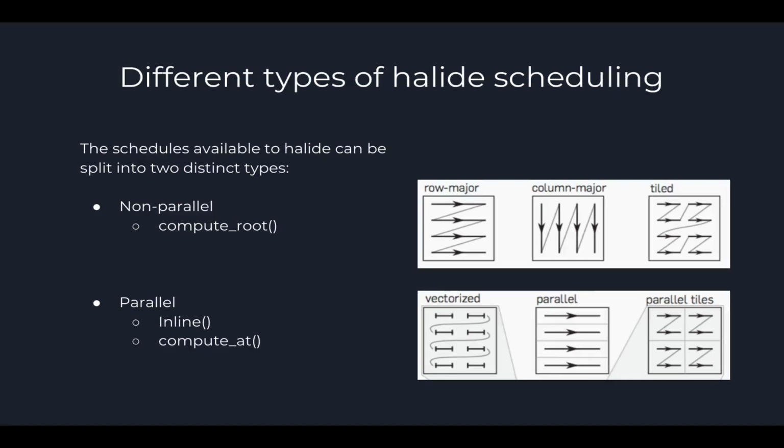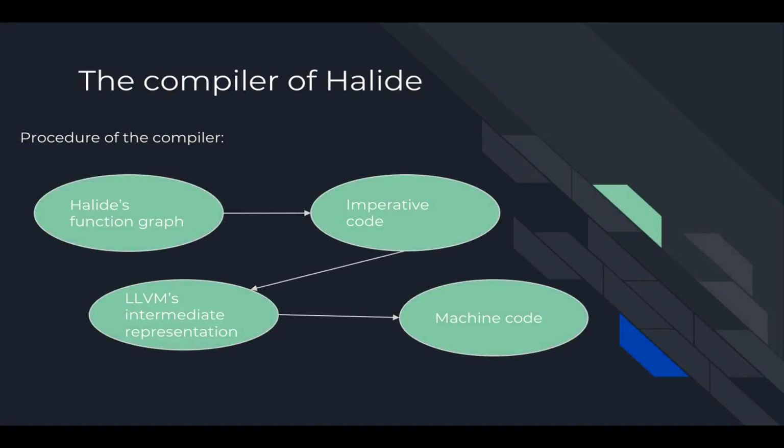The compiling procedure of Halide includes 4 phases. First of all, the compiler takes a graph of the function and lowers it to imperative code for a variety of architectures. Then, this code is converted to LLVM's intermediate representation, and this generates the machine code. The lowering procedure is directed by the schedule, and the way that it's designed makes it controllable and deterministic.